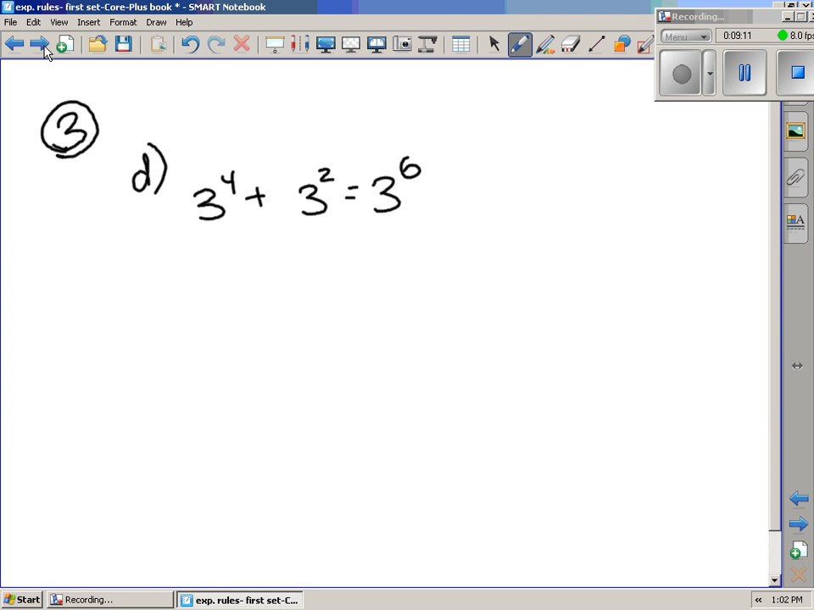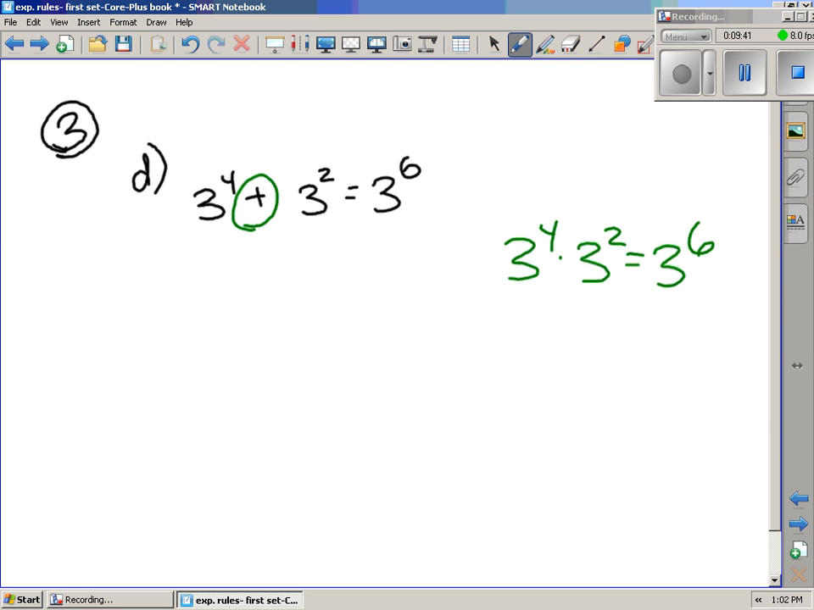In D, we have 3 to the 4th plus 3 to the 2nd equals 3 to the 6th. Multiplying 3 to the 4th times 3 to the 2nd will give you 3 to the 6th, but adding will not. You have to keep in mind when we're using all of these exponent rules, the rules are for multiplication and division. When you get into adding and subtracting, you need to think about like terms, and it's a totally different ball game.